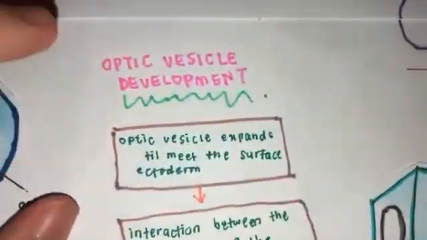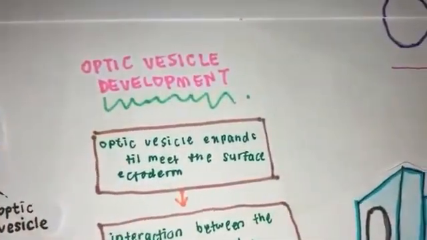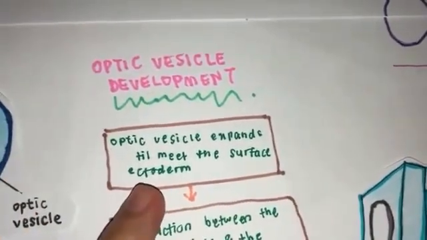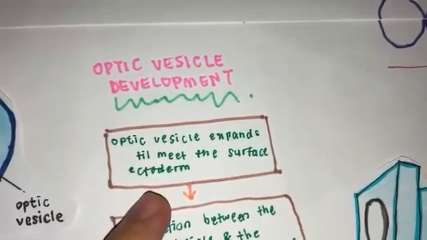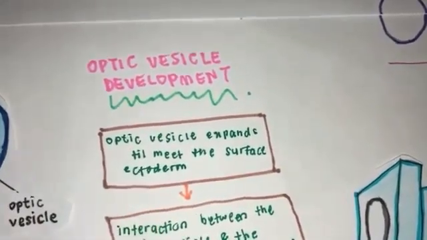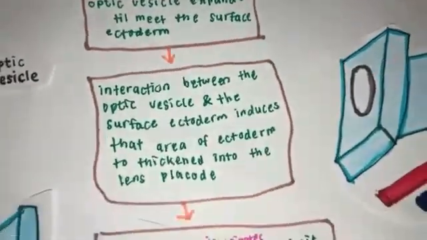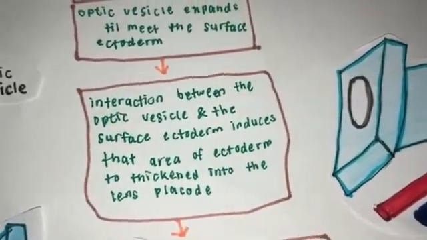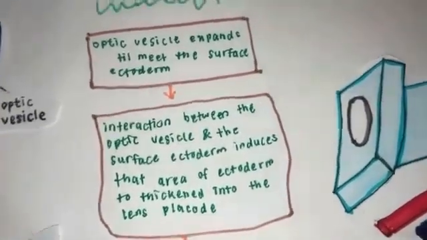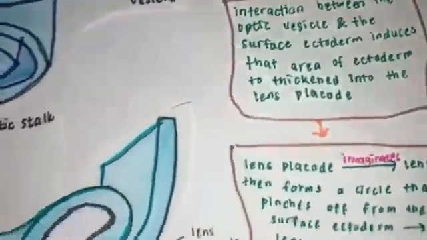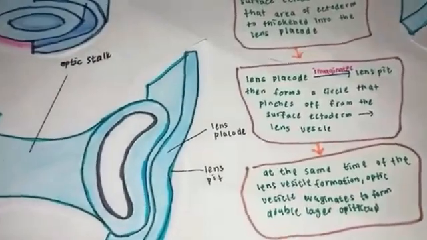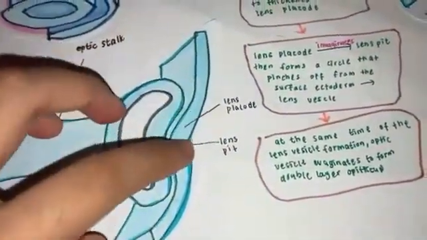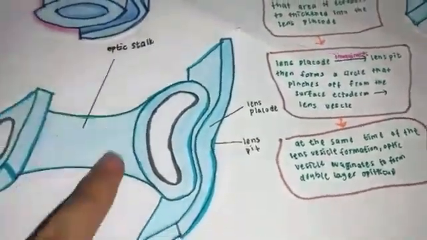During optic vesicle development, the optic vesicle expands until it reaches the surface ectoderm, and then the interaction between the optic vesicle and the surface ectoderm induces that ectoderm to thicken into the lens placode. So here is the lens placode. Here, this one. And then this is the lens pit and optic stalk.